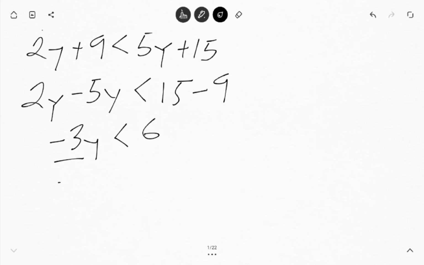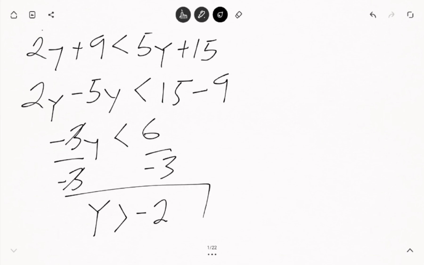Here, to make my y stand alone, I have to divide by negative 3. Because I divide by negative 3, my sign will change. So my y, instead of being less than, will now be greater than. 6 divided by 3 will give me 2, so it becomes negative 2. So y is greater than negative 2 becomes my answer.